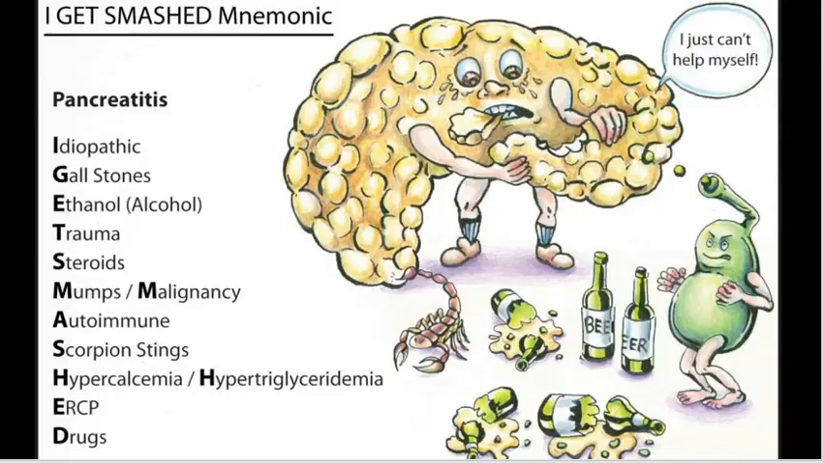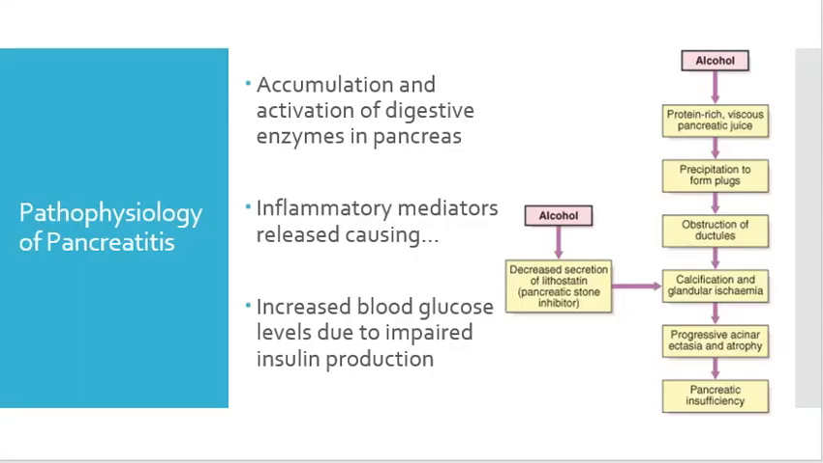This is a slide on the pathophysiology of pancreatitis. So there's an accumulation and activation of digestive enzymes within the pancreas. Inflammatory mediators are released, which can cause an inflammatory response, vasodilation, bronchoconstriction, tachycardia, and third spacing of fluids. And then there's increased blood glucose levels because there's an impaired insulin production because the pancreas is inflamed and not working as well as it could.